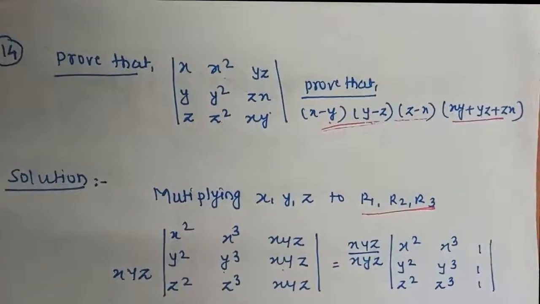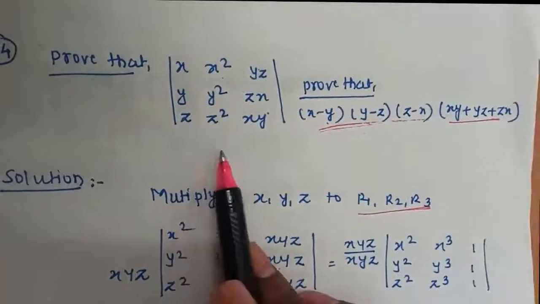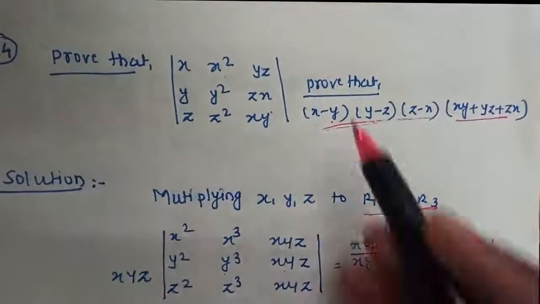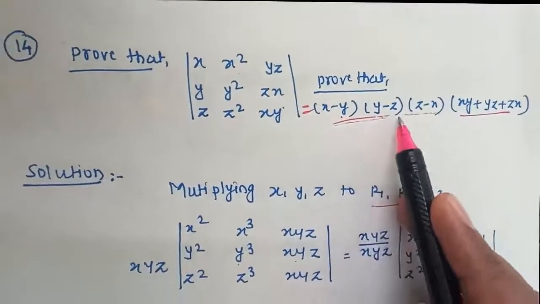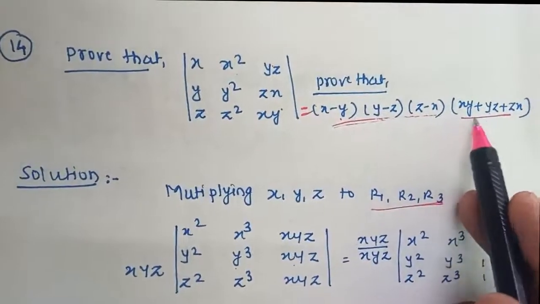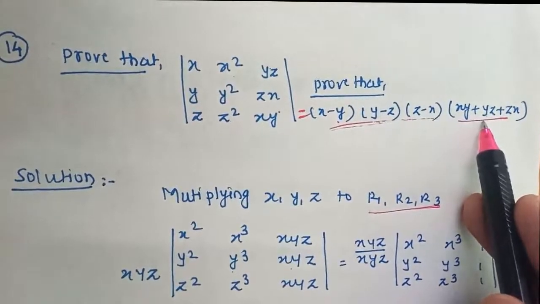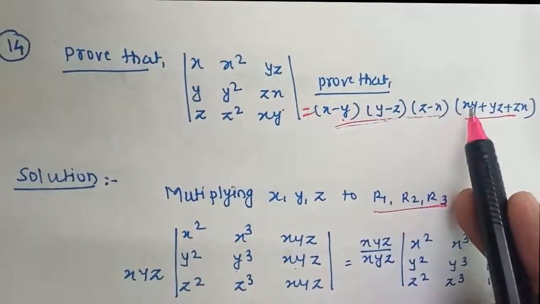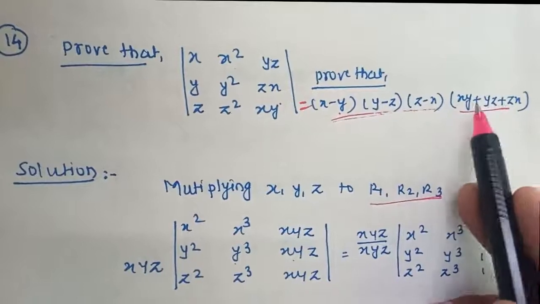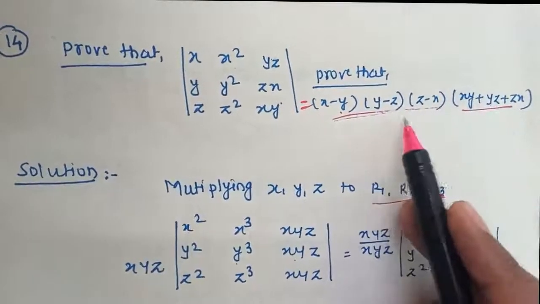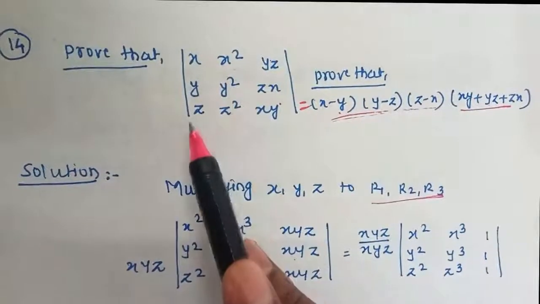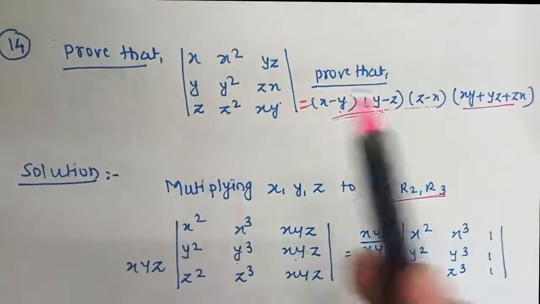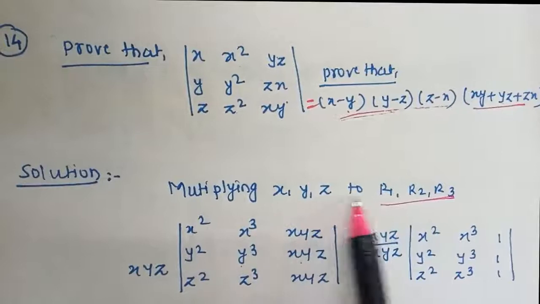The next problem, they have given a determinant and we have to prove that it's equal to x minus y, y minus z, z minus x, bracket xy, yz, zx. Since I want xy, yz, zx, that means I have to multiply by xyz. So I will multiply x with R1, y with R2 and z with R3. So this is what I have done here.